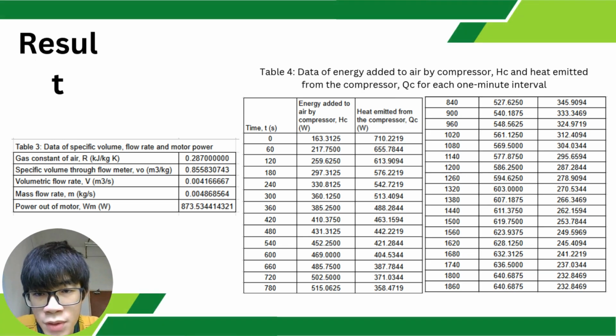After that, we can build our table 3, which is the data of specific volume, flow rate, and water power. By using this data, we can calculate our table 4 data, which is data for energy added to air by compressor Hc and the heat emitted from the compressor Qc for each 1 minute interval. So this is the data and the result we get.